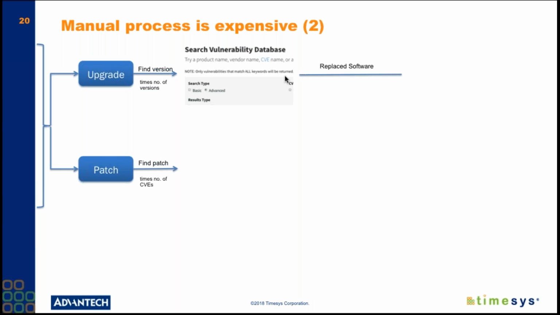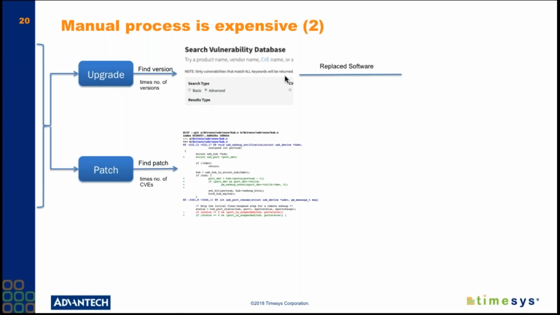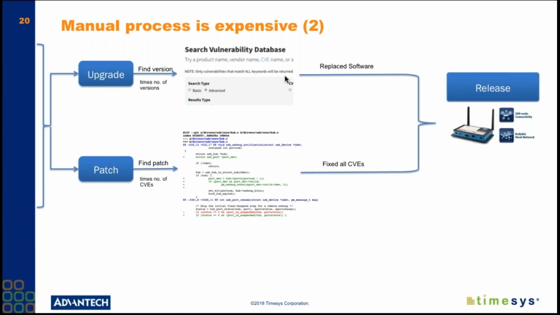Another approach is to find a patch that addresses my vulnerability and then apply the patch or a set of patches to address the CVE. And one of these two, or both combined, for the root file system get me to a release, another iteration that keeps my product secure.